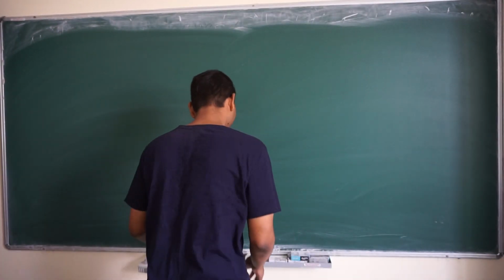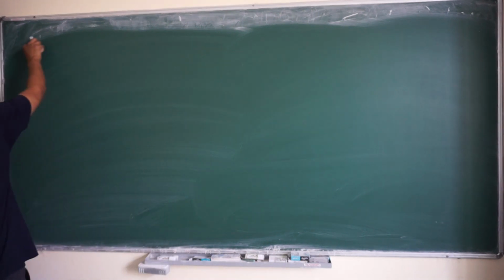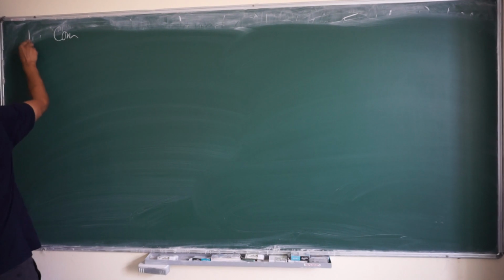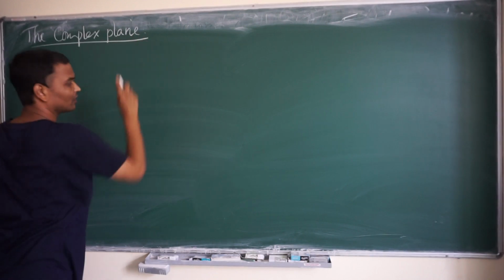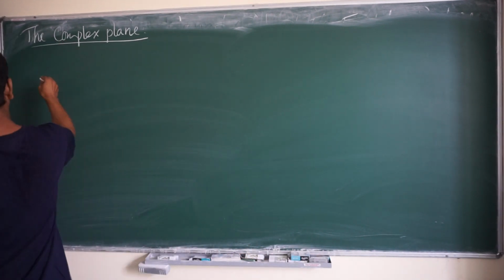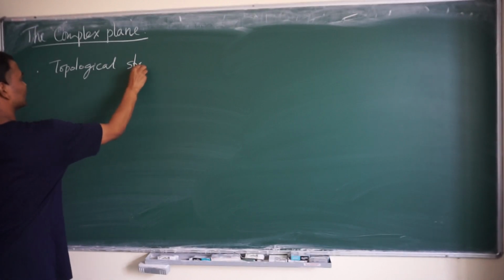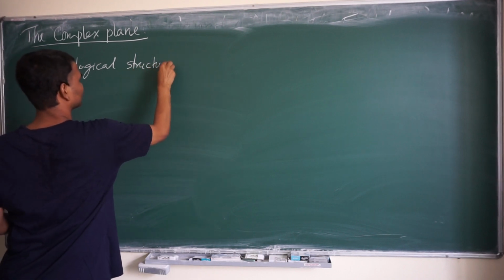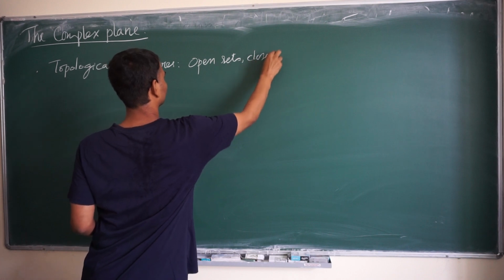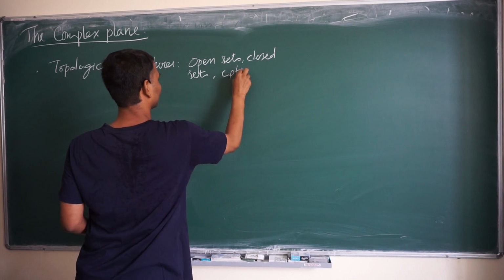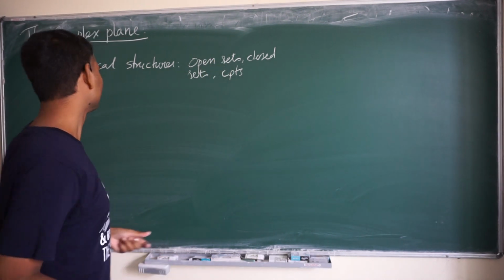So last time we were discussing the complex plane and the structures in the complex plane. We discussed topological structures, topological properties. We discussed open sets, closed sets, compact sets. Connectedness is still left behind, which we'll discuss in the next session, not today.